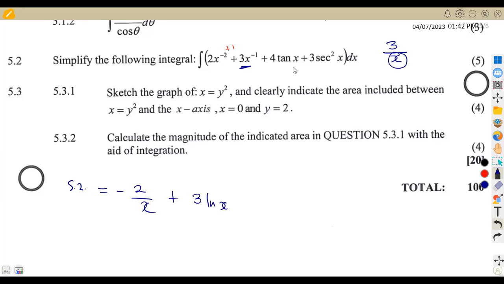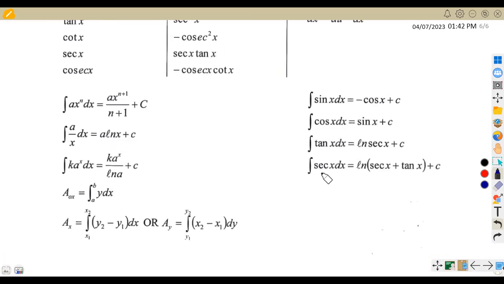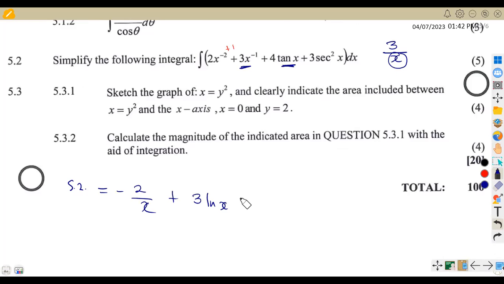All right, we move on to tan. The integral of tan, we are also given on our formula sheet here, is ln sec x. So this is going to be ln sec x in this case. So we're going to have plus 4 ln sec x in this case.